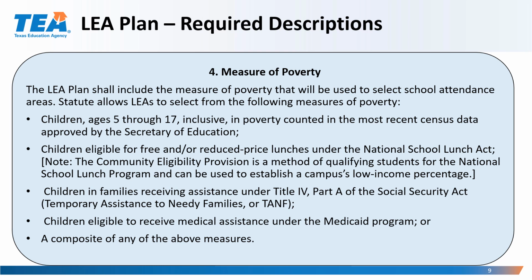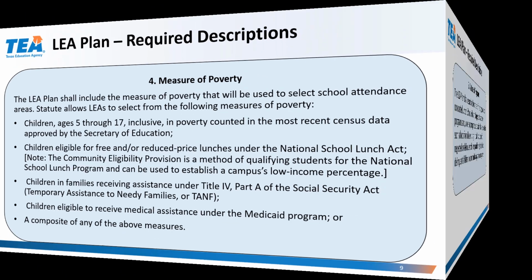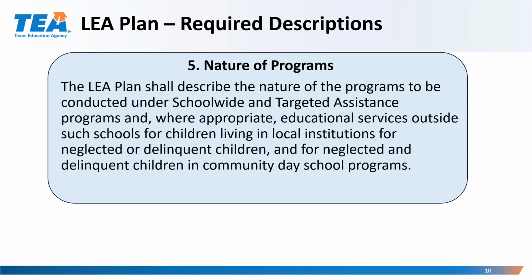Whichever measure the LEA selects to identify campuses, the LEA must use the same measure of poverty to rank campuses and to allocate Title I Part A funds. The LEA plan must describe the nature of the programs to be conducted under school-wide and targeted assistance programs, and where appropriate, educational services outside of such schools for children living in local institutions for the neglected or delinquent, and for neglected and delinquent children in community day school programs.